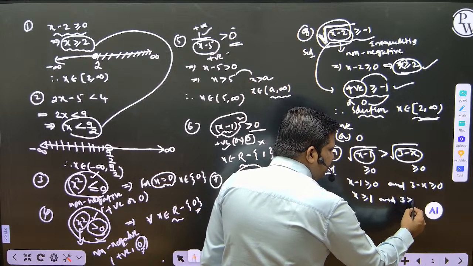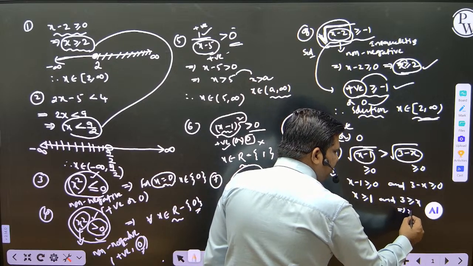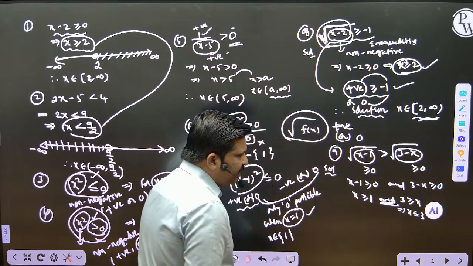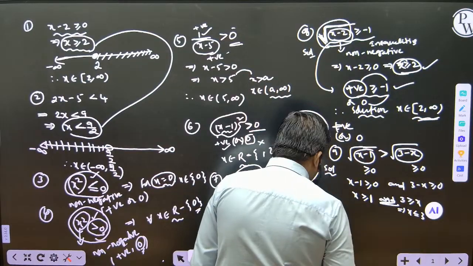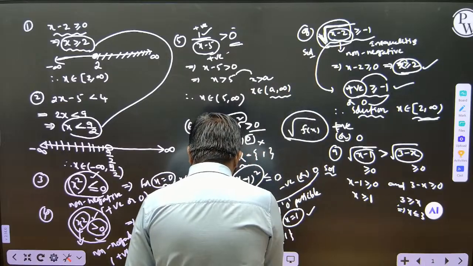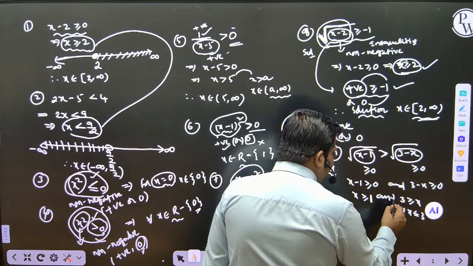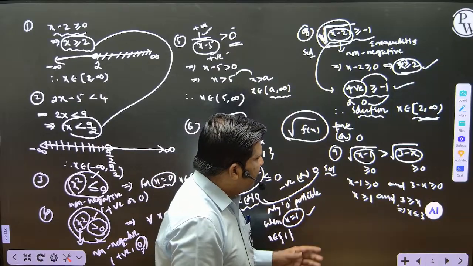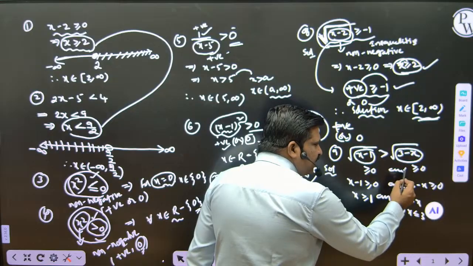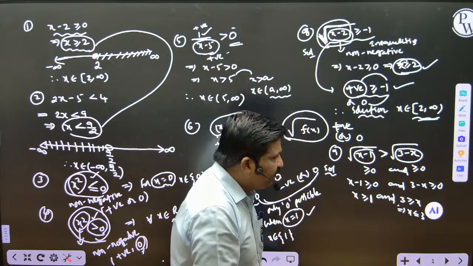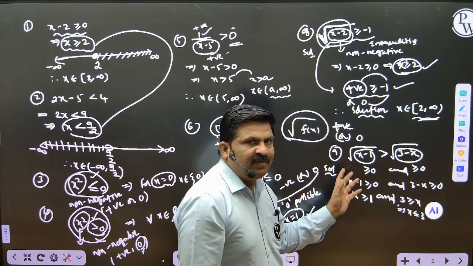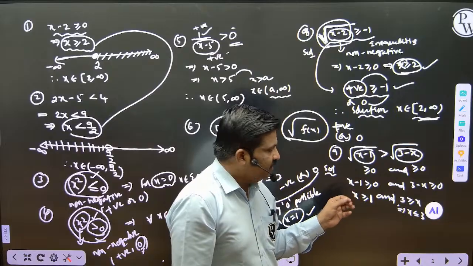3 greater than or equal to x. So what does it mean? x less than or equal to 3. So what is the connecting word here? Here the connecting word is "and". Why have I written "and" here? Because this must be satisfied and this must also be satisfied. That means both should be satisfied simultaneously. Then only we can evaluate this inequality.